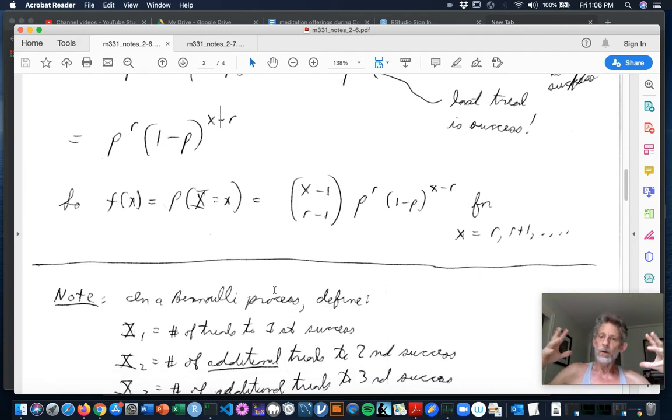So if all of the ways have that same probability, and there's x minus 1 choose r minus 1 ways, then you can see that the probability mass function is just going to be (x minus 1 choose r minus 1) times p to the r times (1 minus p) to the x minus 1 minus (r minus 1), which simplifies down to just that x minus r that you see there. So that's good for any x that's at least r, okay? You can't get r successes in less than r tries.